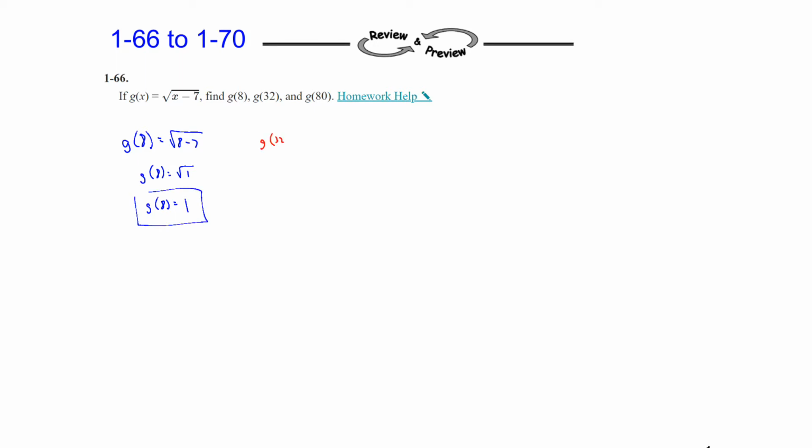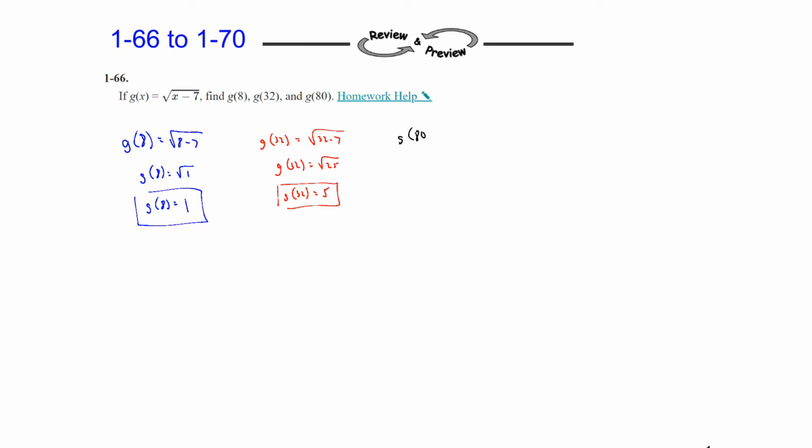We'll do g of 32. So that is 32 minus 7. Don't take the square root until you simplify what's inside. So now we have the square root of 25, which is 5. So 32 is the input, 5 is the output.